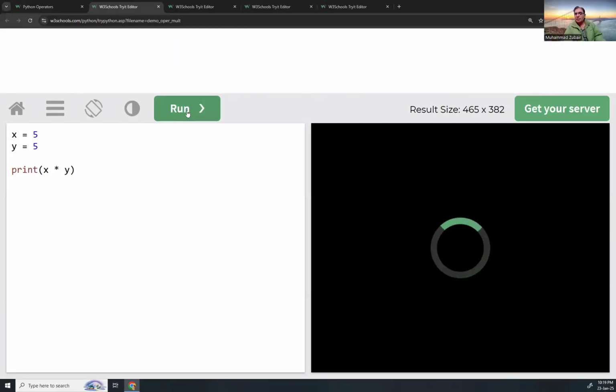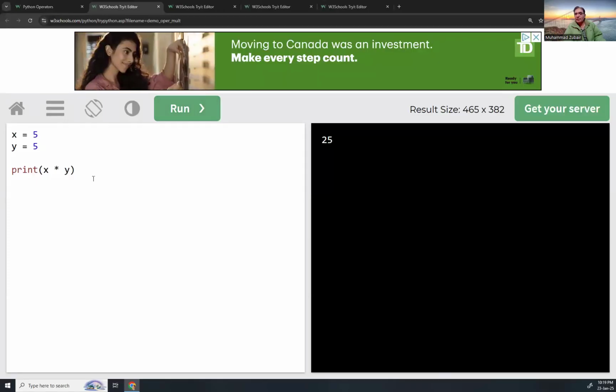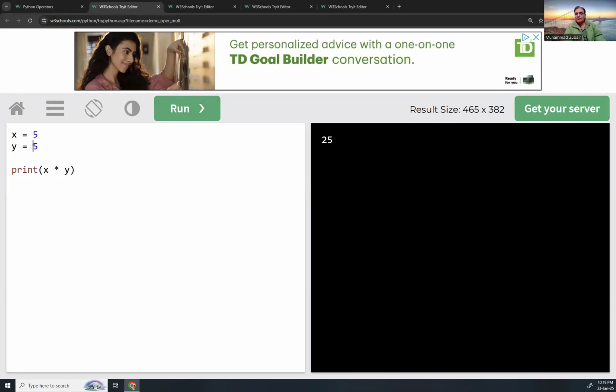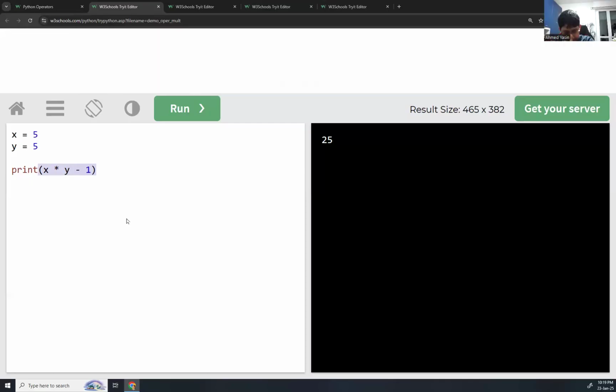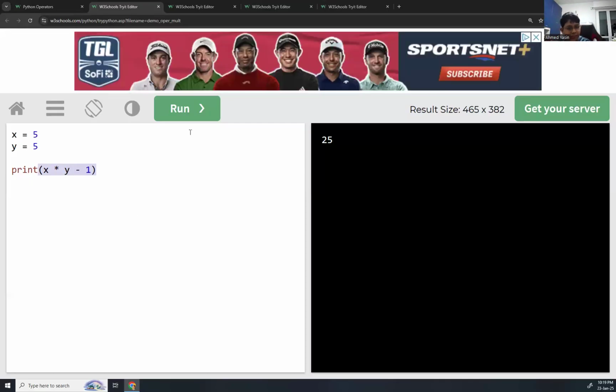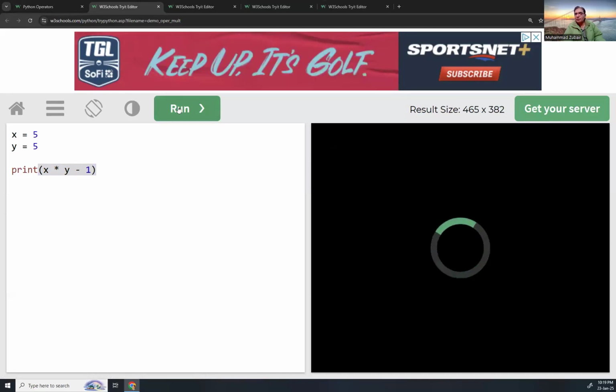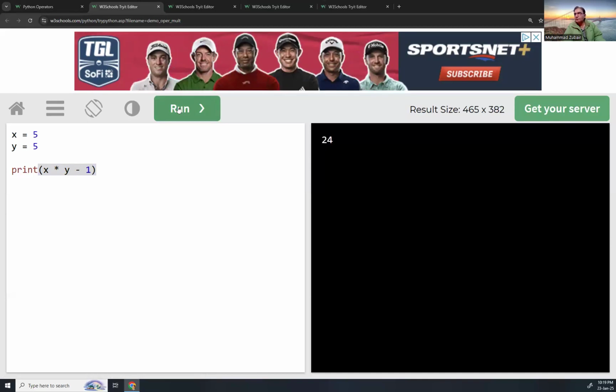So again, this is very easy, and you can solve the problems this way. What will be the answer if we put 0 here? It's going to become 0. Yes, times 0 it will become 0. Okay, that's good. And what will be the result if we print this one? It's going to make 24. Yes, it will be 24. That's great.